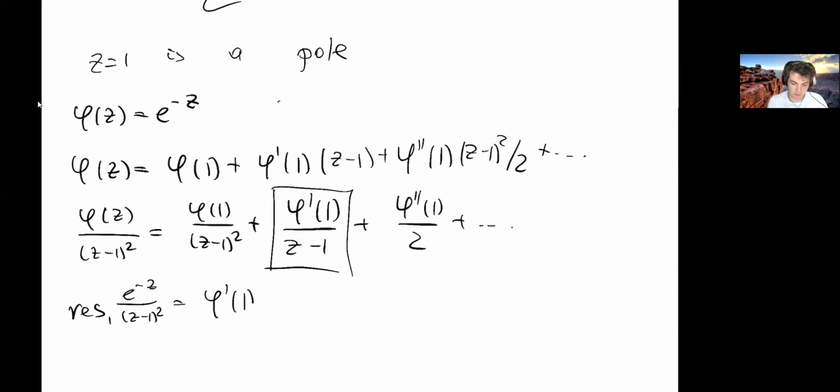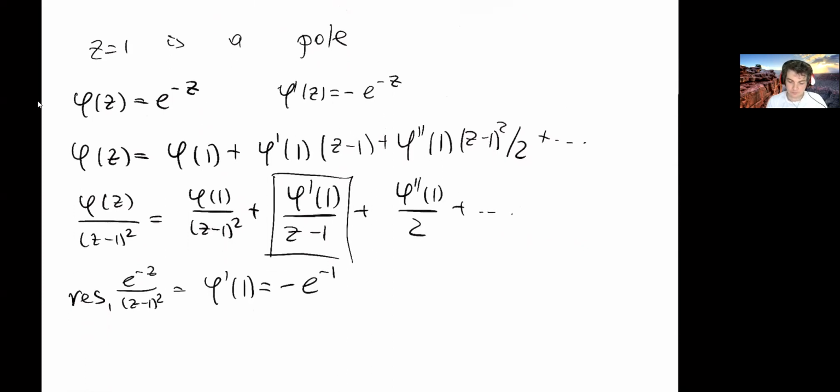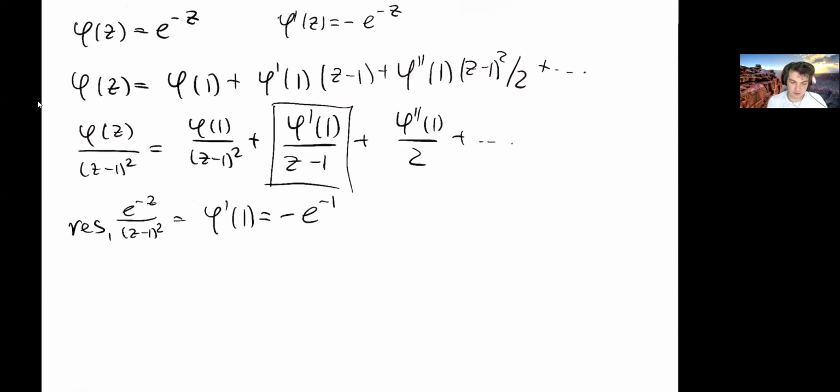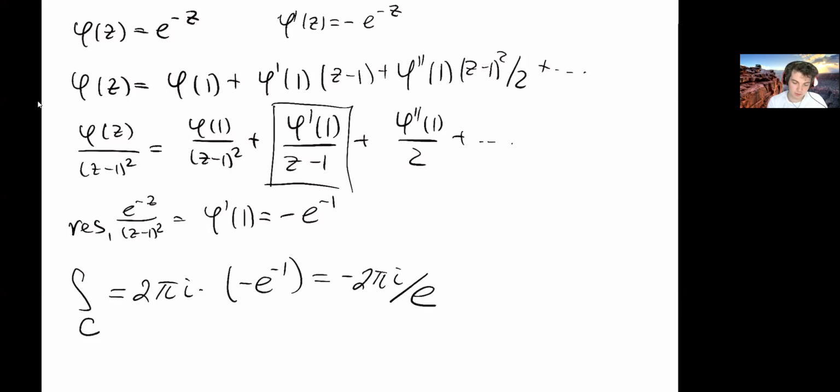So this is phi prime of 1, and phi prime of z is minus e to the minus z. So phi prime of 1 is minus e to the minus 1. And so the answer is that this integral is equal to 2 pi i times minus e to the minus 1. So minus 2 pi i divided by e. Okay, so that was the homework.